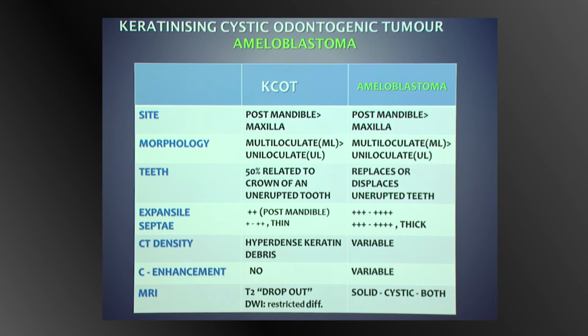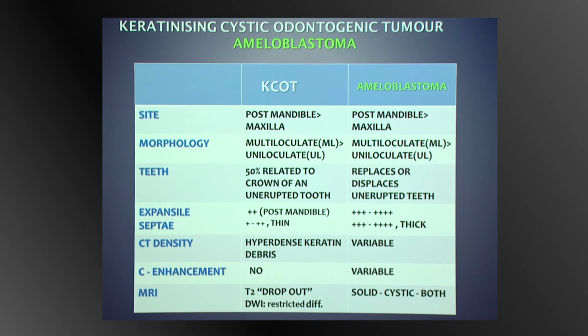They both predominate in the posterior mandible, and they tend to be multiloculate in the mandible and uniloculate in the maxilla. 50% of KCOTs are related to the crown of an unerupted tooth. So that immediately tells you that they may look identical to a dentigerous cyst, okay? Whereas ameloblastomas tend to push teeth away or they replace a tooth. They don't have that dentigerous relationship.